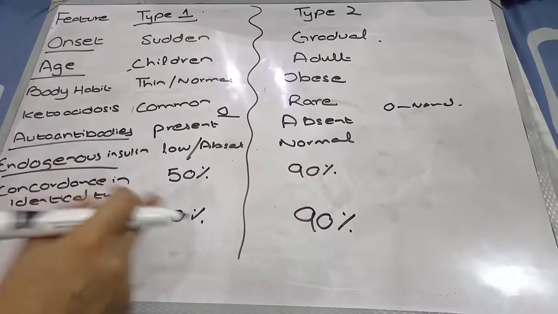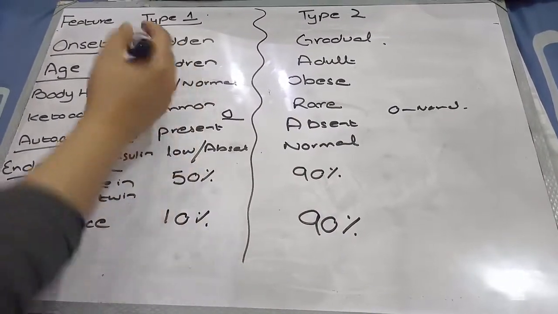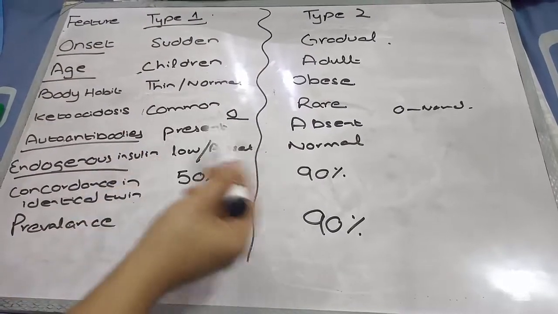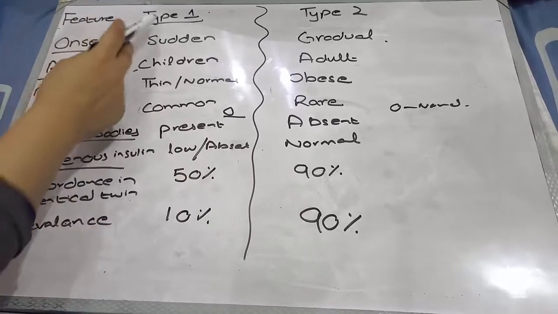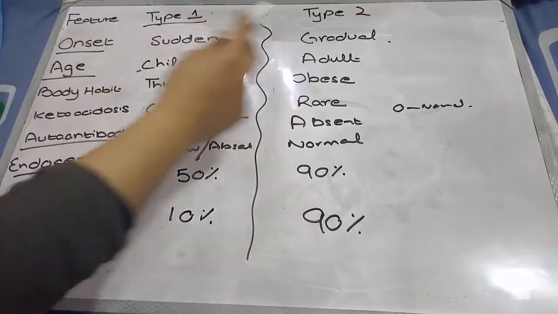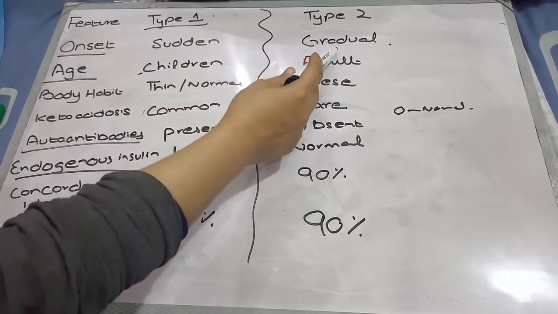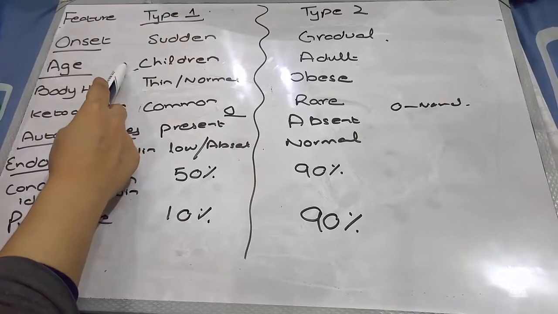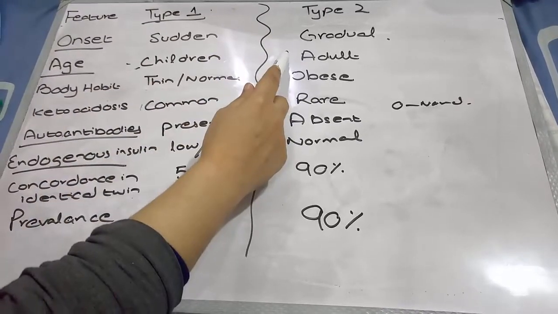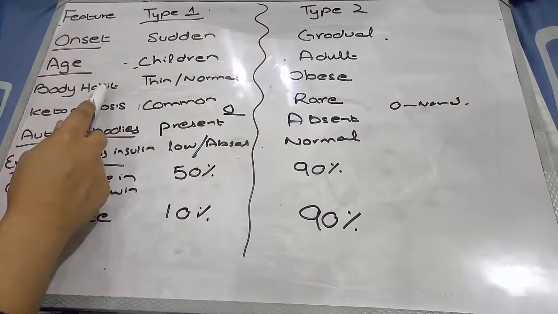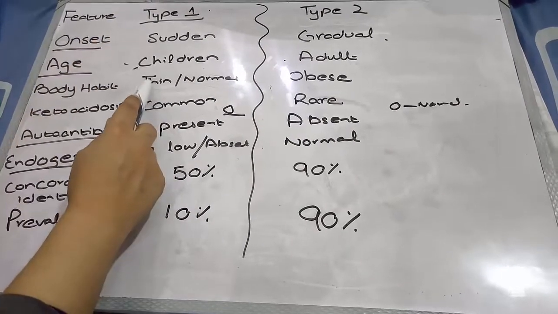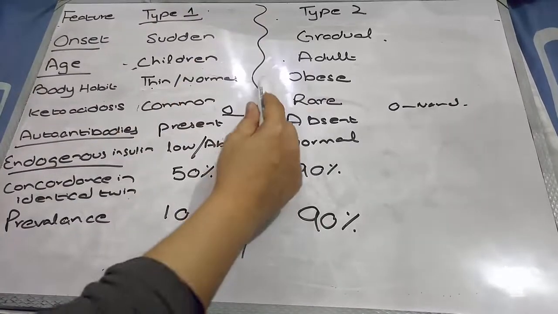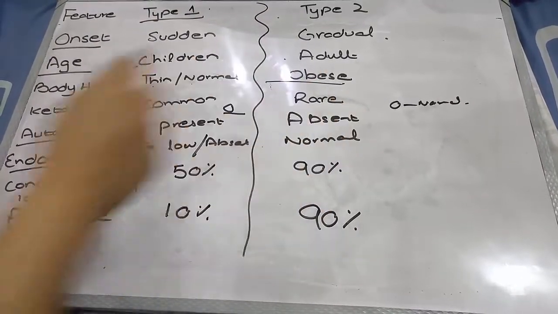So now let's get a recap. We have discussed the difference between type 1 and type 2 diabetes, and the different features through which we have compared these two. Onset: type 1 is sudden in onset, whereas type 2 diabetes is gradual in onset. Age: type 1 is most commonly seen in children, due to which it is called juvenile onset. Type 2 is most commonly seen in adults. Body habits: those who have type 1 diabetes have a thin, normal body, whereas those patients who have type 2 diabetes are obese. They are heavy in weight.